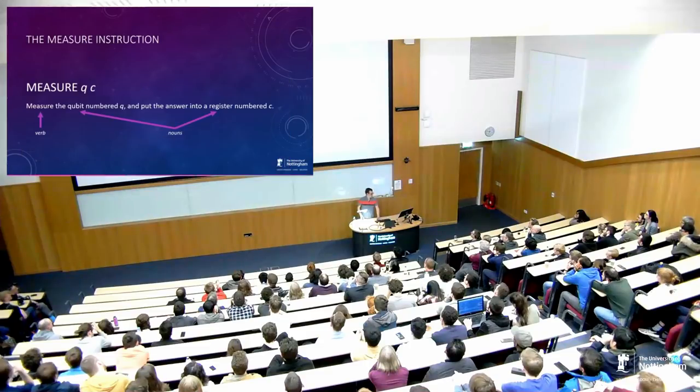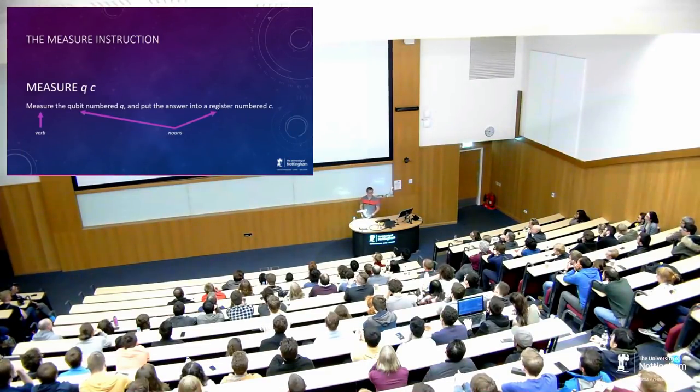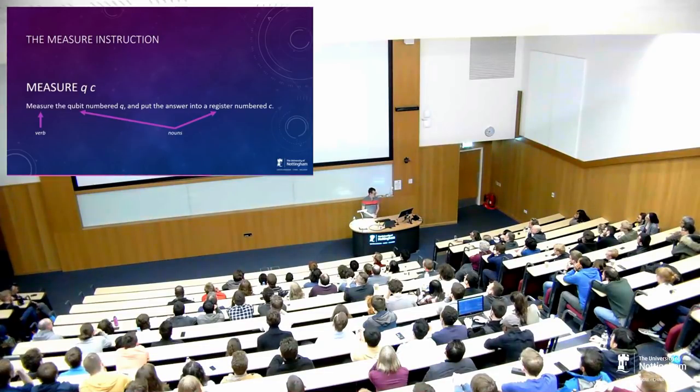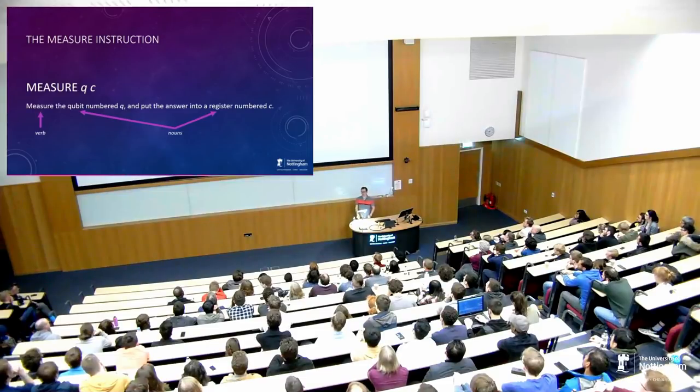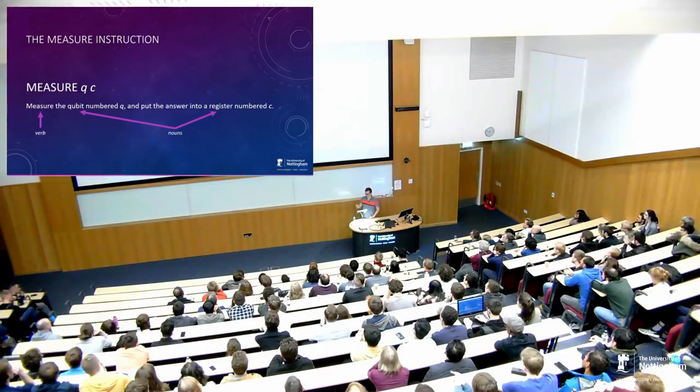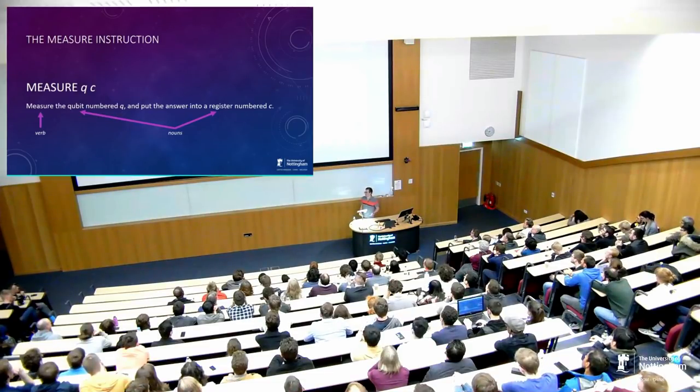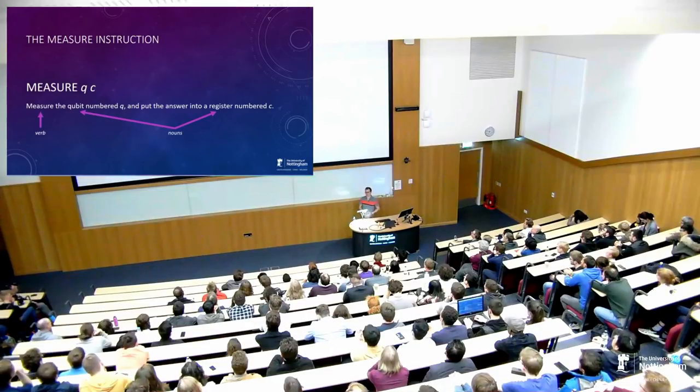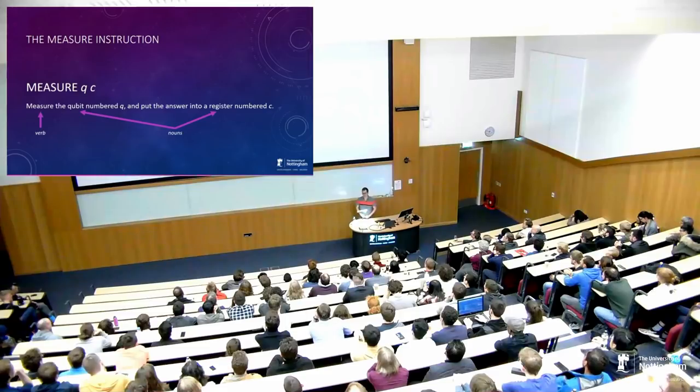It turns out we can think of measurement itself as an instruction. We can think of it as a proper verb in the system. Here, the instruction is: measure a qubit and put the answer into some classical memory somewhere. Maybe we have a box that says, does it have a charge or does it not? So our instruction here, our verb, is to measure, and our nouns here are the qubit and the classical bit, or the classical memory where we store the answer.